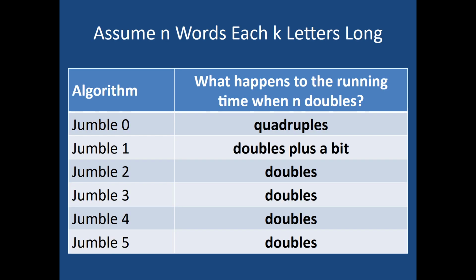So if you look at that, if you're trying to predict which algorithm is going to be faster in the long run, it doesn't look too bad for Jumble 1 through 5. They all sort of have the same apparent complexity. You double the length, you double the running time. And sure, Jumble 5 is faster, but as N gets bigger, they're going to grow at the same rate. On the other hand, Jumble 0 is clearly going to be a disaster. Its running time will grow faster.